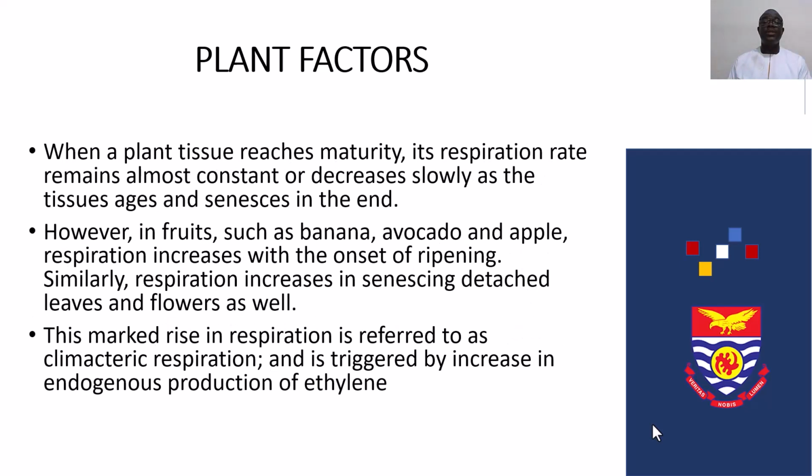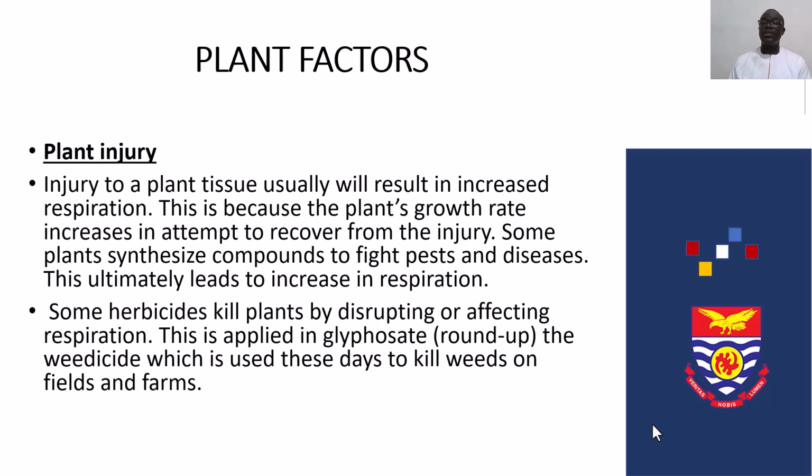When a plant tissue reaches maturity, its respiration rate remains almost constant or decreases slowly as the tissue ages and senesces in the end. However, in fruits such as banana, avocado, and apple, respiration increases with the onset of ripening. Similarly, respiration increases in senescing detached leaves and flowers as well. This marked rise in respiration is referred to as climacteric respiration, and it is triggered by increase in endogenous production of ethylene.